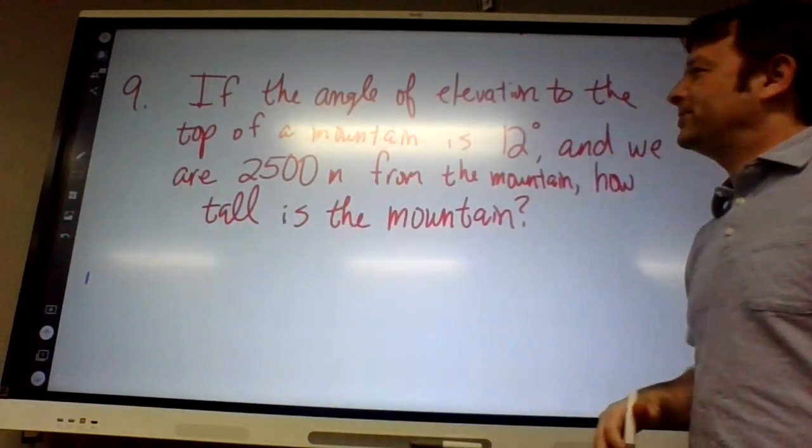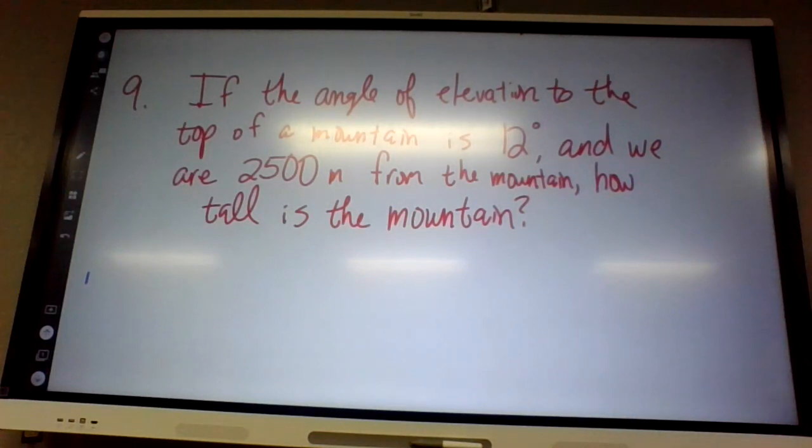Okay, so try and draw a picture that goes with number 9, and see if you can solve it. To the top of the mountain. Trees. So angle of elevation would be the angle you look up at. Oh, okay. I got it.